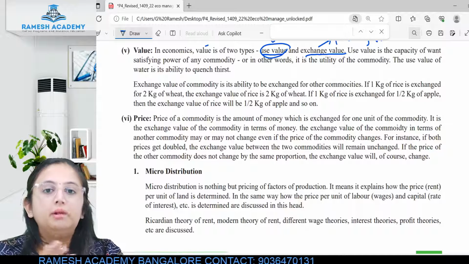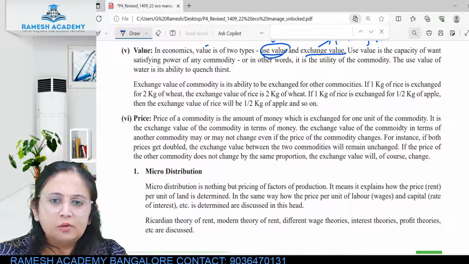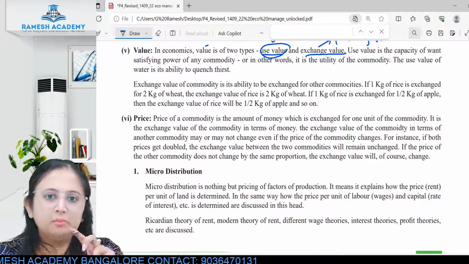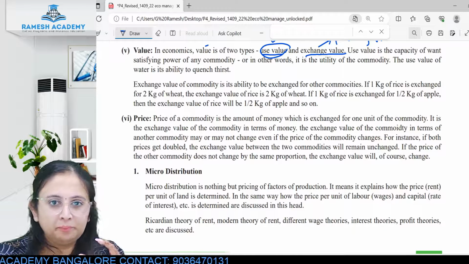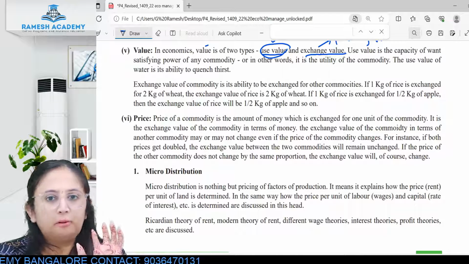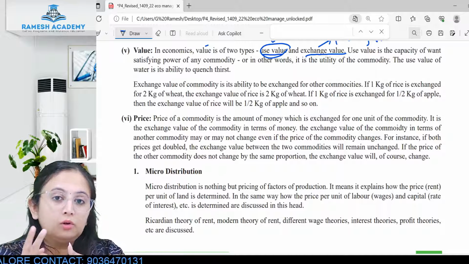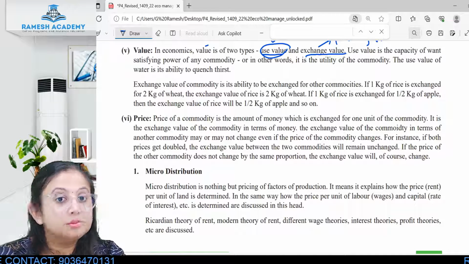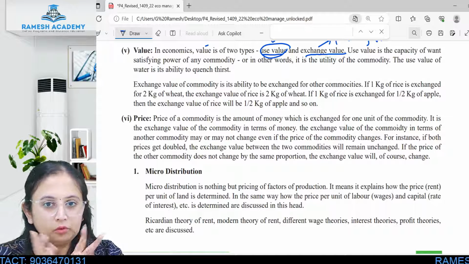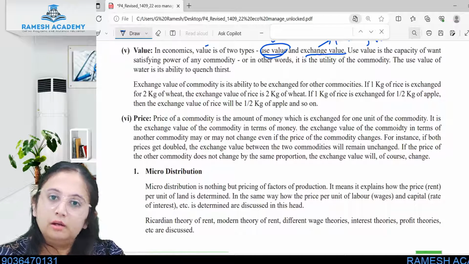For example, if I sell a pen for 10 rupees, with 10 rupees I can buy maximum a cup of coffee. So it has less exchange value. But if I sell a car, I will get 2 lakh rupees, assume. So it has more exchange value. So that is the exchange value and use value.